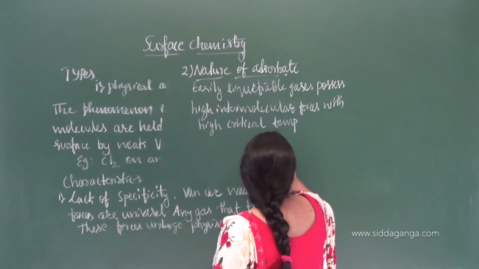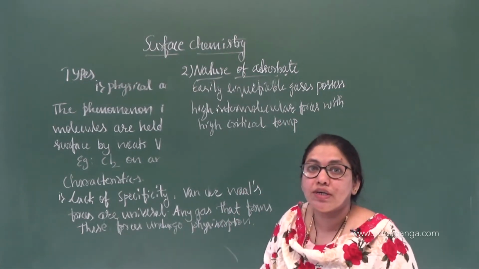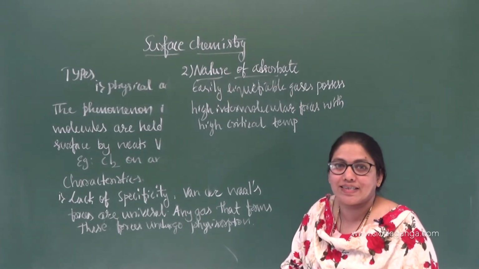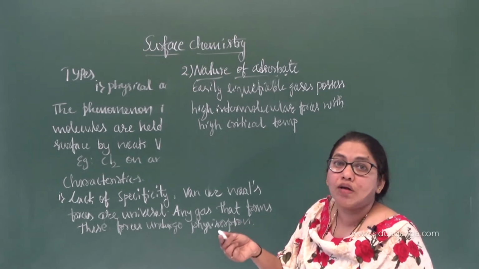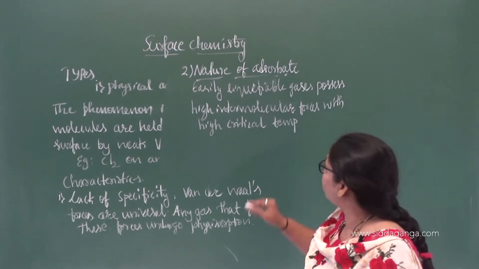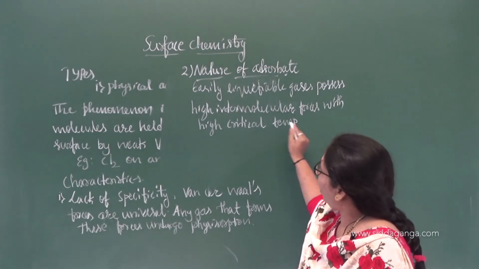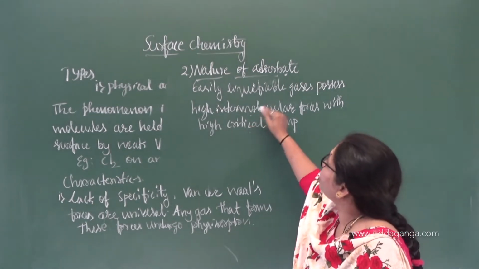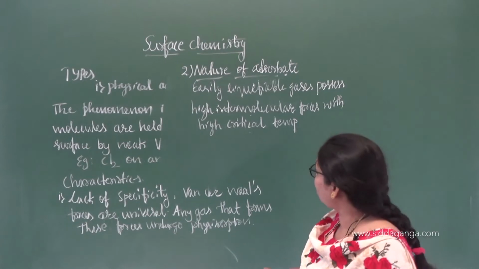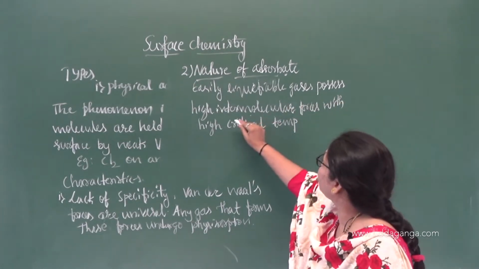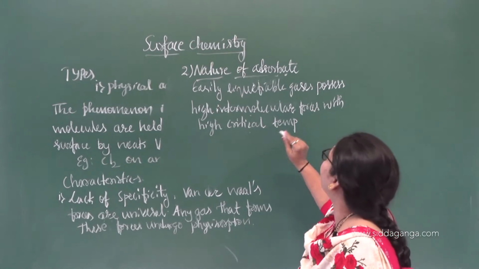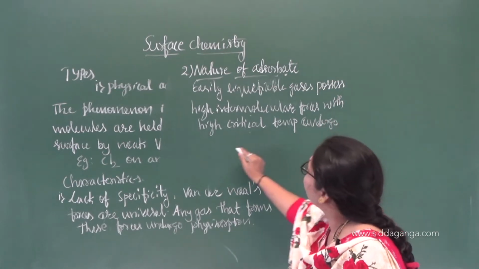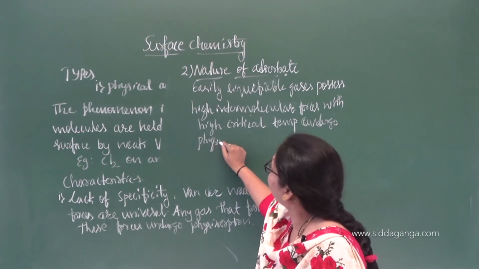You already learned this in the first PUC. Critical temperature is the maximum temperature at which the liquid state of a gas exists. Beyond this there will be no liquid. So the higher the critical temperature, the higher the intermolecular force of attraction, and the more easily it will undergo adsorption. That's why easily liquefiable gases, with high intermolecular forces and high critical temperature, easily undergo physisorption.